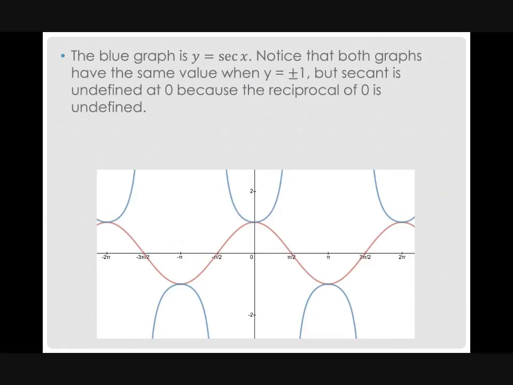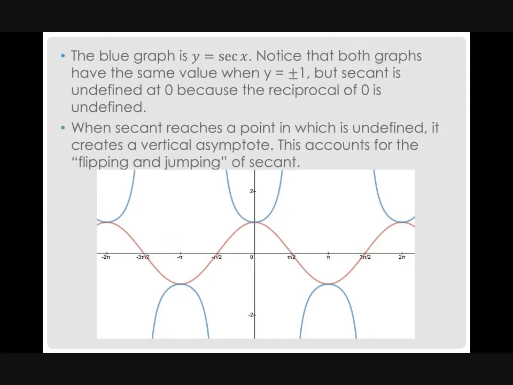The blue graph here represents secant of x. Notice that both graphs have the same value when y is equal to plus or minus 1, but secant is undefined at 0 because the reciprocal of 0 is undefined. When a secant reaches a point in which it is undefined, it creates a vertical asymptote. This accounts for the flipping and jumping of secant.